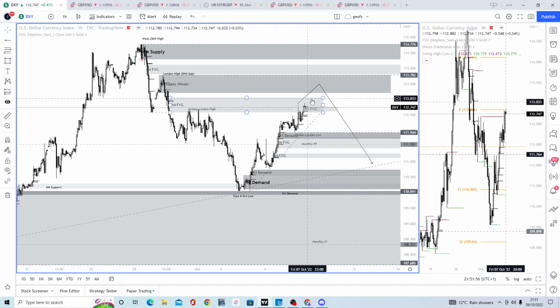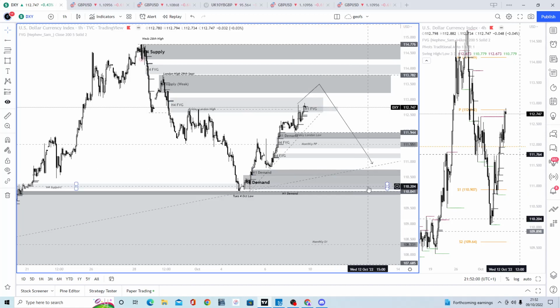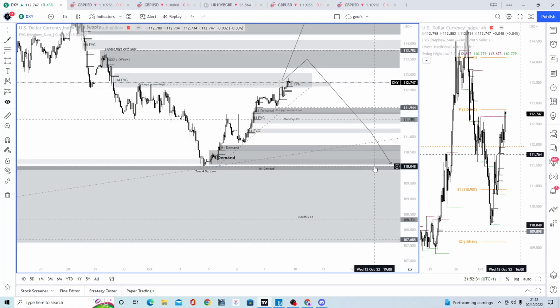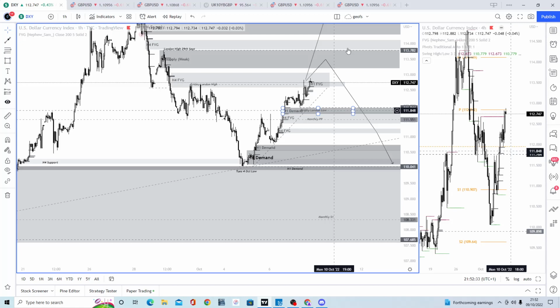We're going to have to watch for compression and see if it wants to mitigate this demand or retest. We've got major support here. Quite often these are retested, so we might create some equal lows. That's quite possible and quite likely, in my opinion. Come down for a retest. Another scenario is we just go bullish straight up here. We're going to have to watch and judge the price action on the day. My money's on a retest down here.